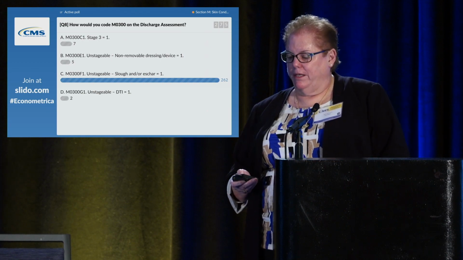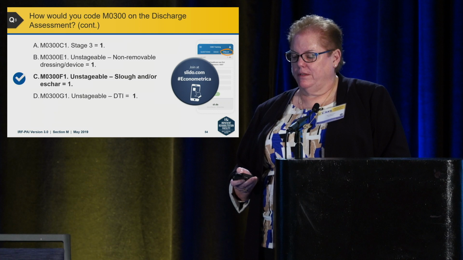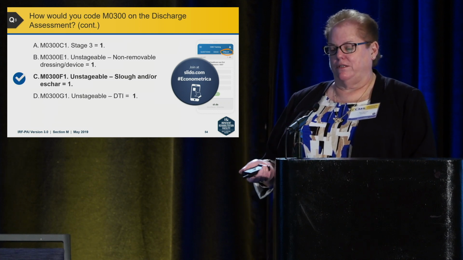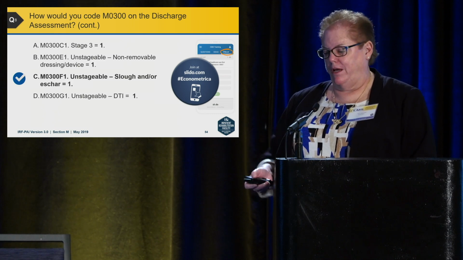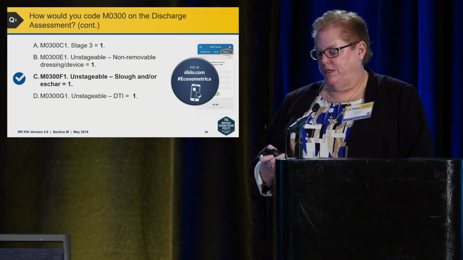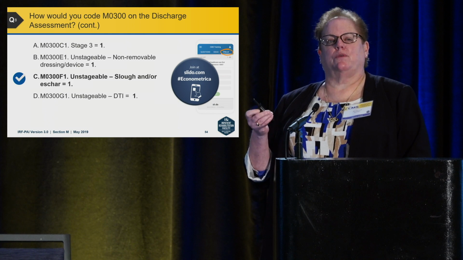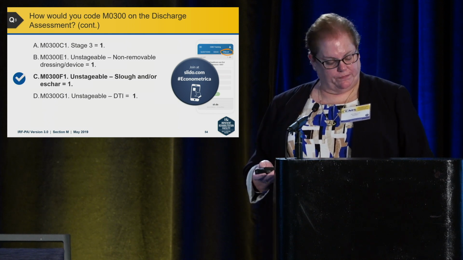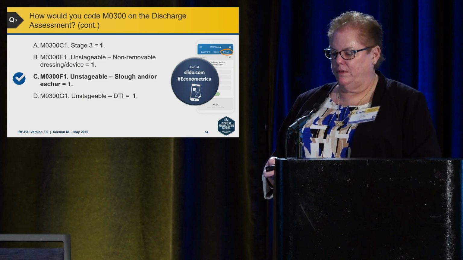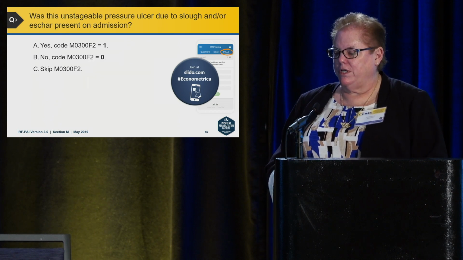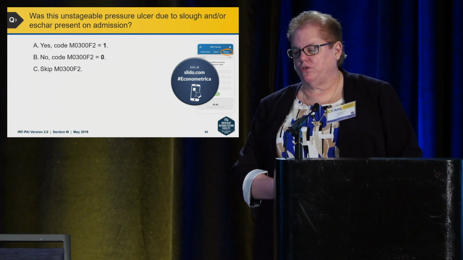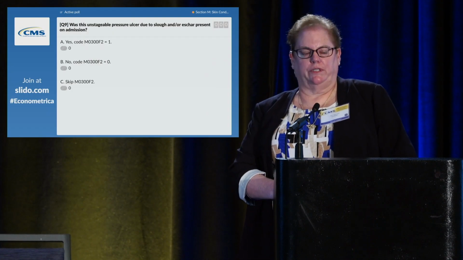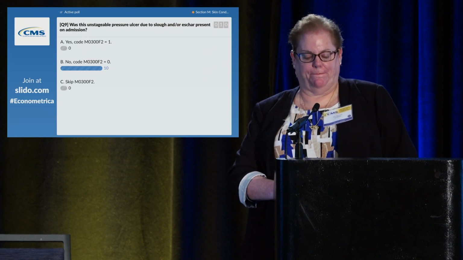Okay, and let's see what the answer is. And in fact, it's unstageable due to Slough or Eschar, and that is the correct answer, and the majority of people got that correct. Because it went from the stage 3 to then having Slough and Eschar and stayed that way until discharge. So was this unstageable pressure ulcer due to Slough or Eschar present on admission? Would you say yes, no, or skip?